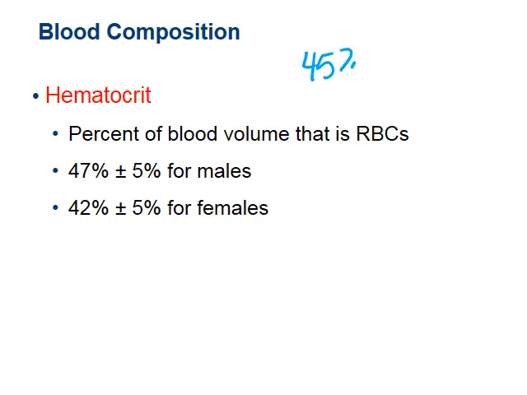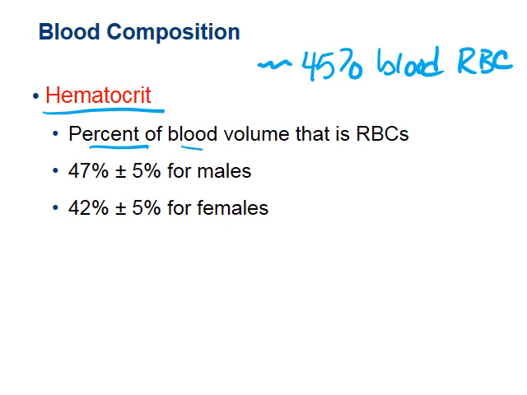So we said 45% of your blood consists of red blood cells, and we did the little squiggle, right? Estimated. So there's something called hematocrit. This is the percent of blood volume that is red blood cells or erythrocytes. It varies between males and females. So about 47% for males and about 42% for females, and we do have some deviation from those percentages that are still considered normal. So usually you'll hear people say about 45%. It's probably our best guesstimation of what it would be for the entire population, males and females.